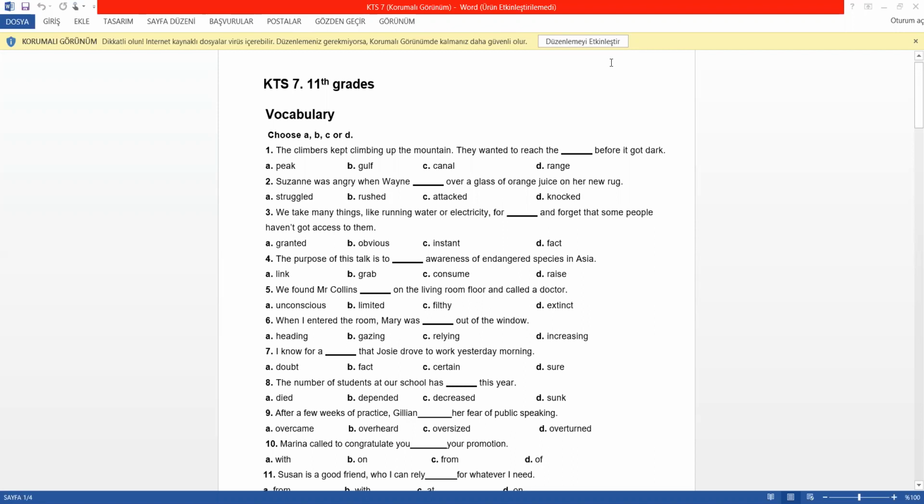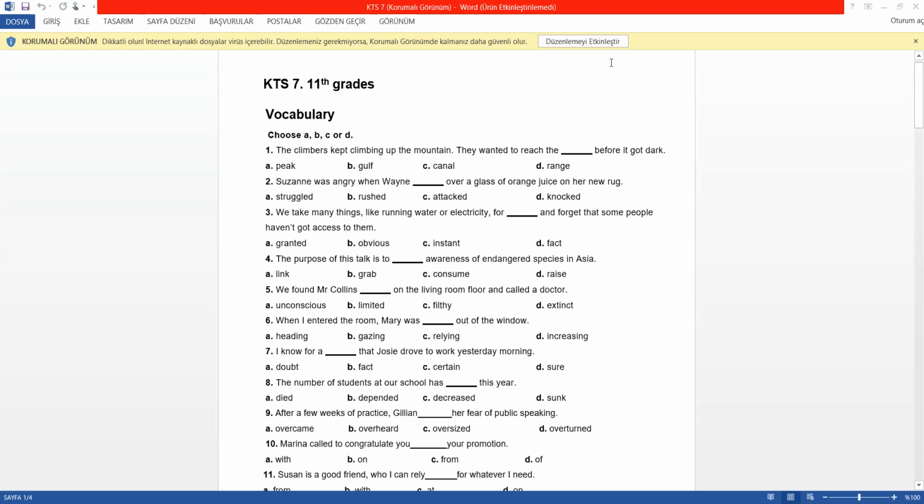All of the questions prepared for KTS Module 7 for 11th grade are multiple choice questions. So you just need to choose the correct option from the given ones, A, B, C, or D. The correct answer to the first question is pig, because the other options are meaningless.